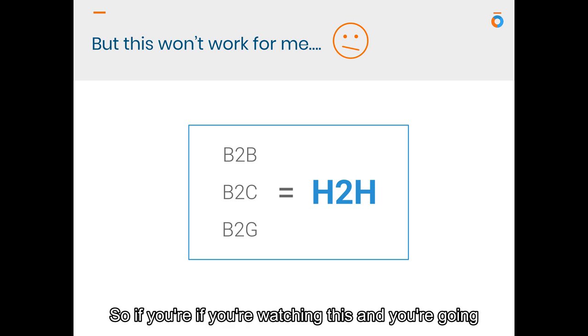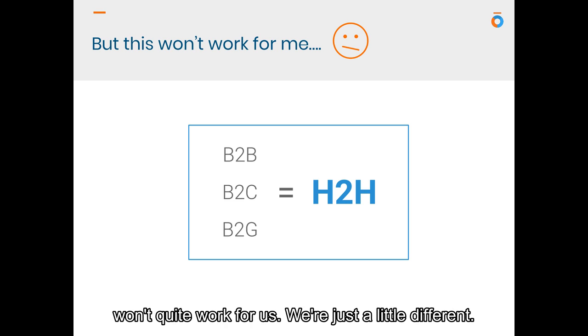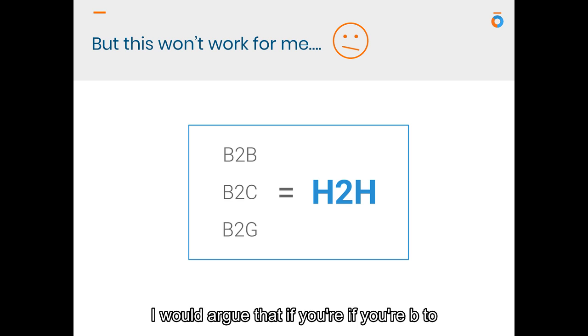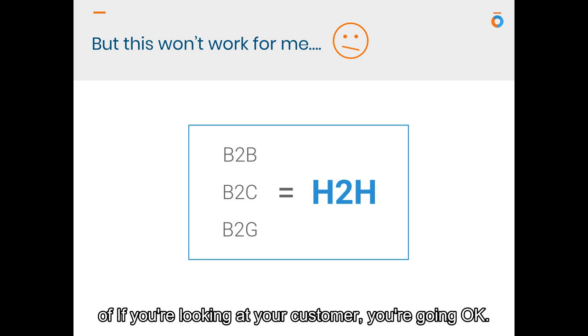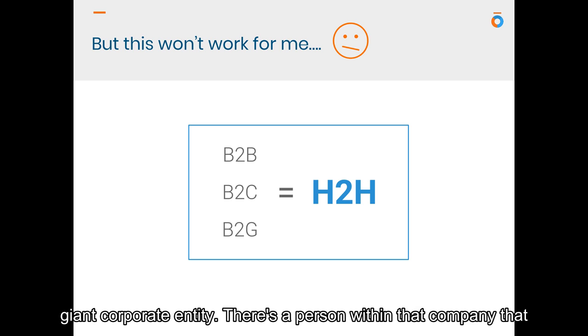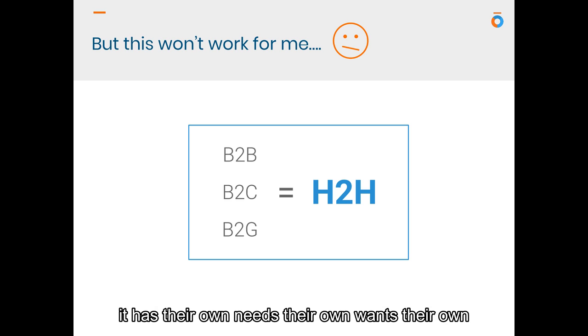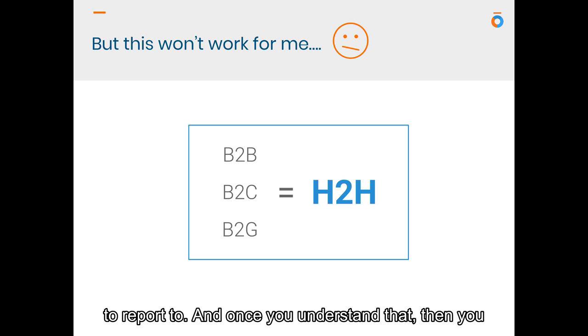So if you're watching this and you're going, okay, great, Warren, I really like those examples, but this won't quite work for us. We're just a little different. I would argue that if you're B2B, B2C, or B2G, B2G is government, you're really in the human to human business. So regardless of if you're looking at your customer and you're going, okay, they are a giant corporate entity, that's our customer. There's a person within that company that has their own needs, their own wants, their own desires, their own fears, their own boss that they need to report to.